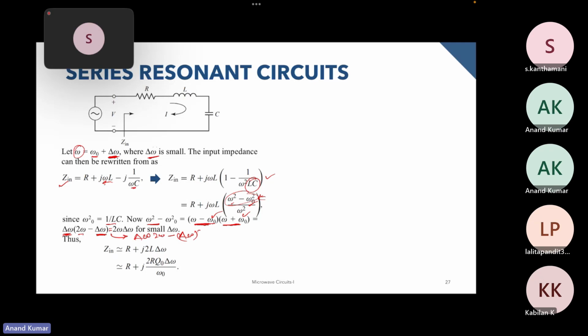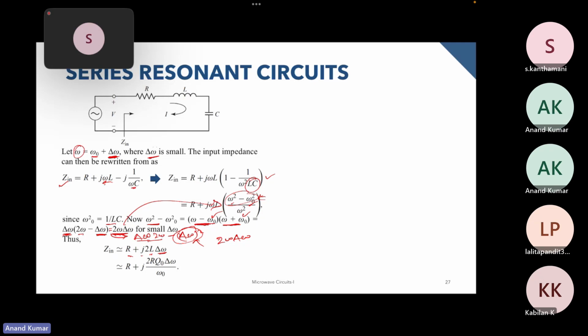Now if this delta omega is very small, we can just ignore this term over here, and we'll end up with delta omega 2 omega, so over here, 2 omega delta omega, and then we can just substitute this value back into this expression over here. So we'll end up with r plus 2j omega l delta omega, and this omega square we'll cancel over here.